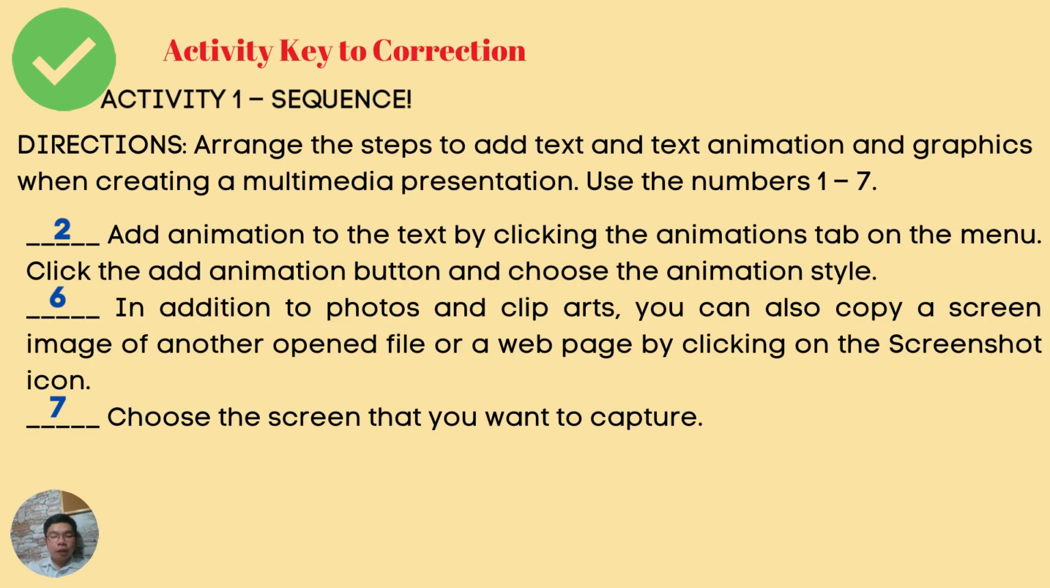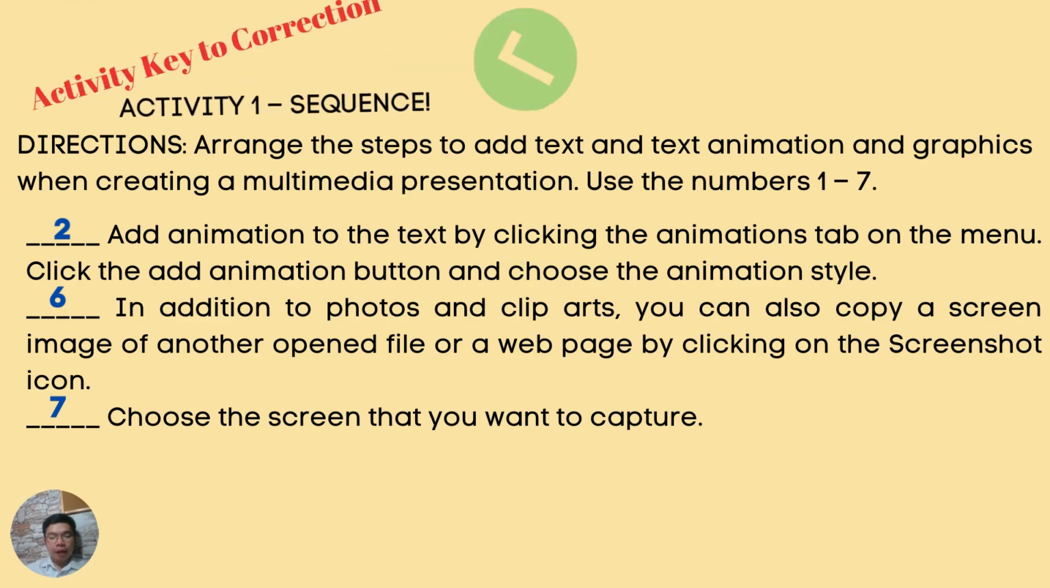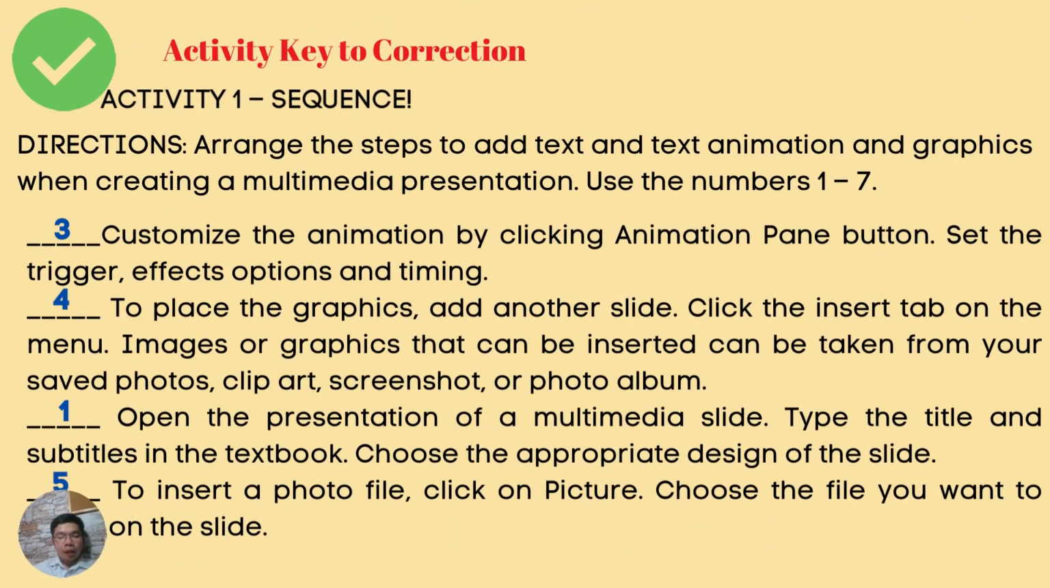add animation to the text by clicking the Animations tab on the menu. Click the Add Animation button and choose the animation style. After that, number 3, customize the animation by clicking Animation Pane button. Set the trigger effects options and timing.